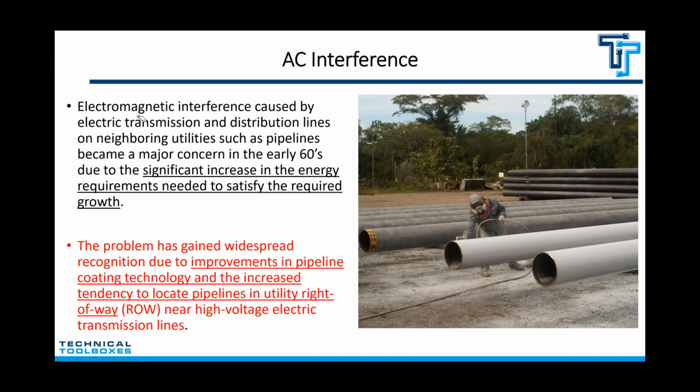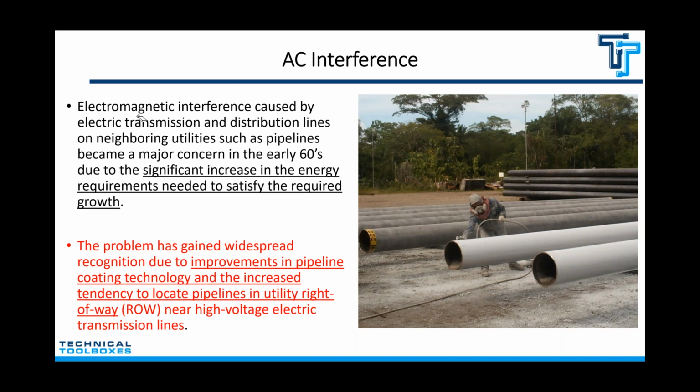Back in the 60s, 70s, 80s, when we first started looking at this, most of the coatings on our pipe weren't that good. And a poorly coated pipe is a good AC ground. So if you have an older pipe with poor coating, you won't see as much of an AC interference problem as you will with a well-coated pipeline. So as the coating technology got better, the AC interference problem got worse. Okay, so that's one thing that made it worse.